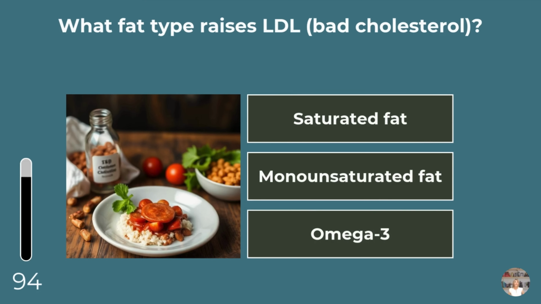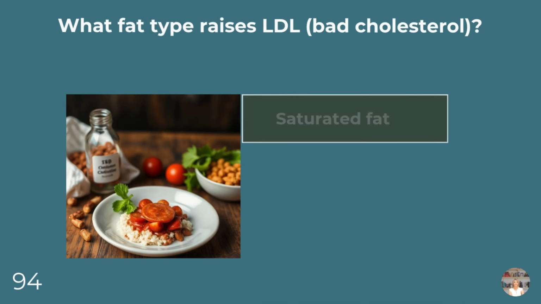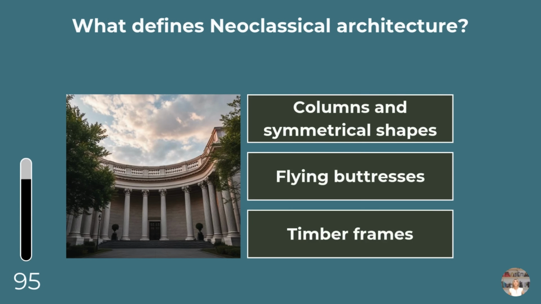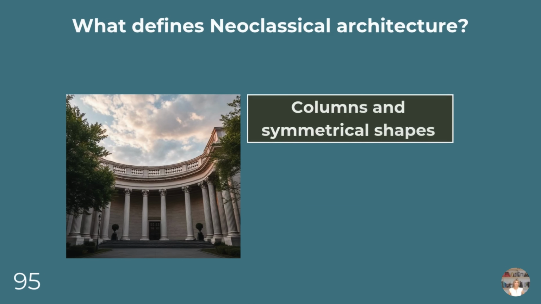What fat type raises bad cholesterol? Saturated fat, monounsaturated fat, or omega-3? Saturated fat. What defines neoclassical architecture? Columns and symmetrical shapes, flying buttresses, or timber frames? Columns and symmetrical shapes.